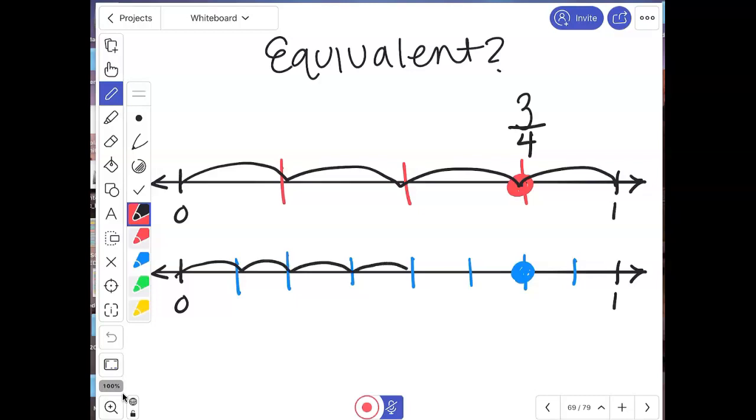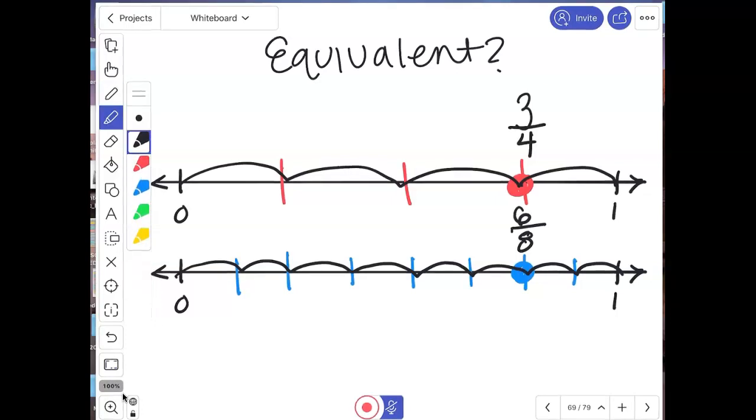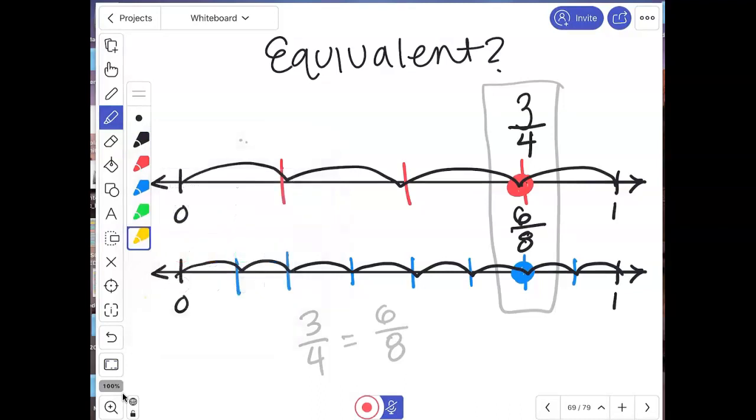1, 2, 3, 4, 5, 6, 7, 8 is the denominator, and I am on the 6th jump. When I look at my number lines and I notice that these are lined up exactly together, that makes them equivalent. So 3/4 on this number line is equivalent to 6/8 on this number line. And the reason is because this whole is the same thing as this whole. They are the same number line. You can tell because the zeros line up and the 1s line up. So those are equivalent.